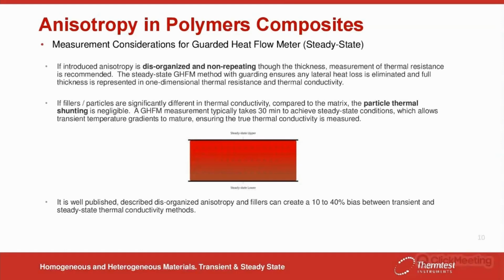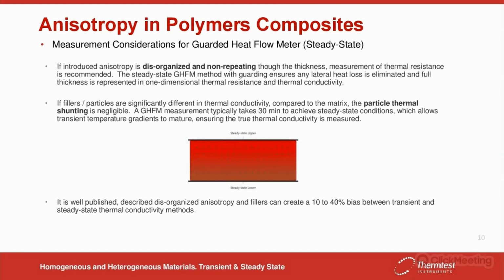So how does anisotropy affect use of a guarded heat flow meter? If the particles introduced are disorganized or non-repeating, whether it's layers or particles, the measurement of resistance is recommended. This method is ideally suited for that, such that any lateral heat loss is eliminated and there is a one-dimensional temperature gradient created across your sample. If fillers are significantly different in thermal conductivity compared to the matrix, the thermal shunting is negligible.